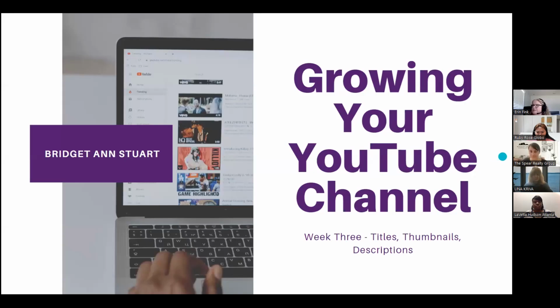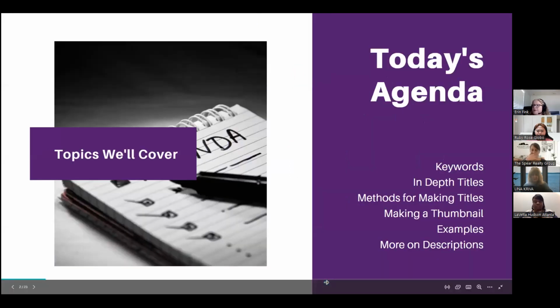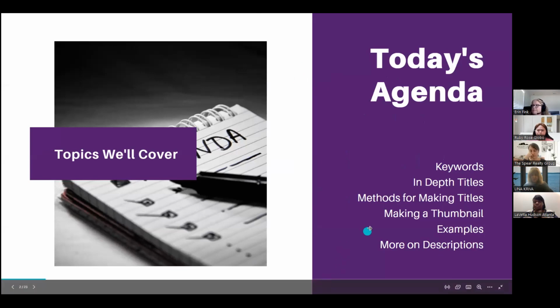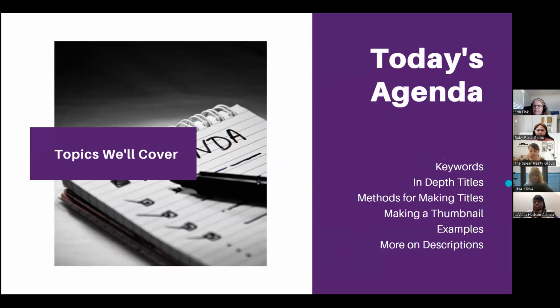Titles, thumbnails, and description. And keywords. We're going to be talking a lot about keywords because they are how people find your content. Titles, methods for making titles that people will click on. Thumbnails, because a lot's changed in the last year or two. If you did this with Bridget before, thumbnails were really busy a couple of years ago. Now they're really simple. We're going to go over a couple of examples of thumbnails and the trends, and more on descriptions today.